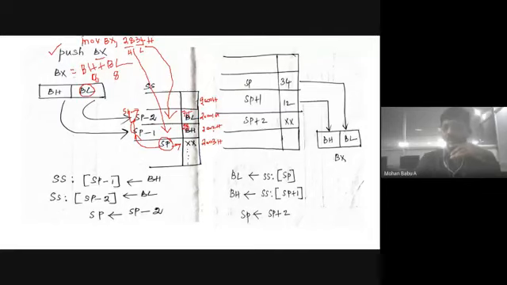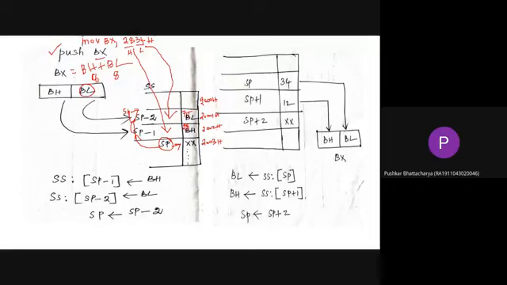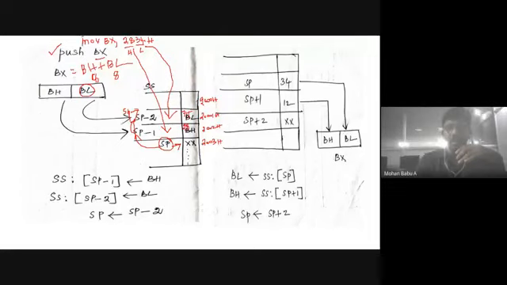So which one is higher, 2 or 1? 2, sir. So the higher byte is 28. It is stored in the higher address 2002. The lower byte is 34. It is stored in the lower address 2001. Is it clear?